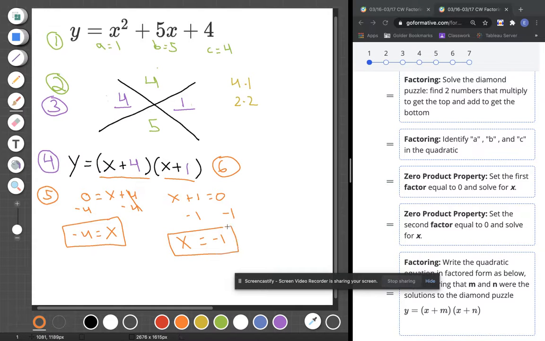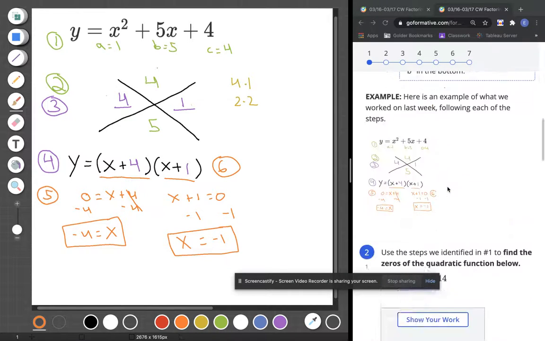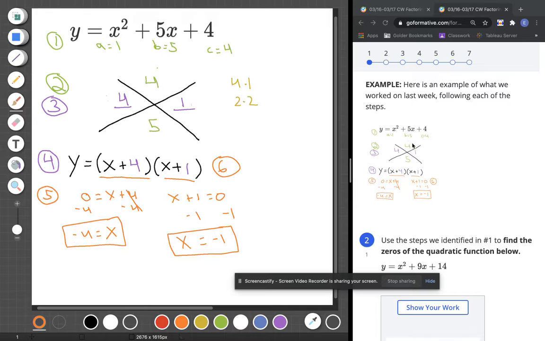So those are the 6 steps, what we just did. See if you can arrange those in the proper order. And then we have this example down here to refer back to as we work on this today.